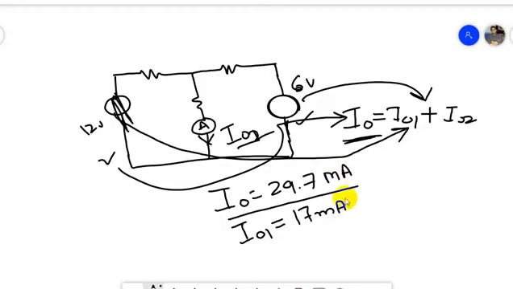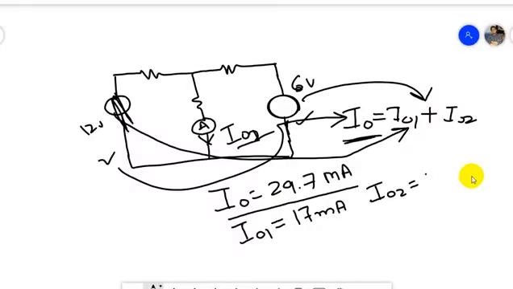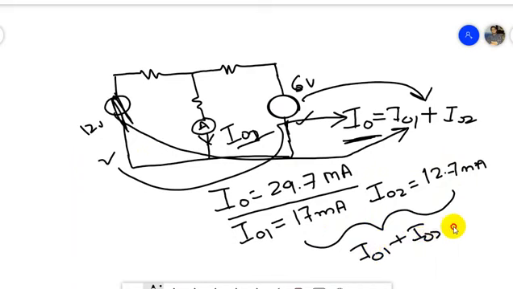So how much is I naught 2? 12.7 milliampere. Add these two, so it will be I naught 1 plus I naught 2, which is equal to I naught. Okay, so here we prove the superposition theorem.